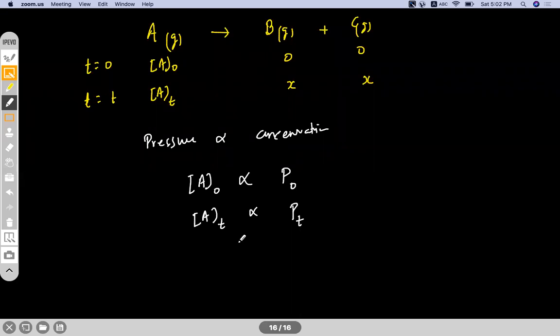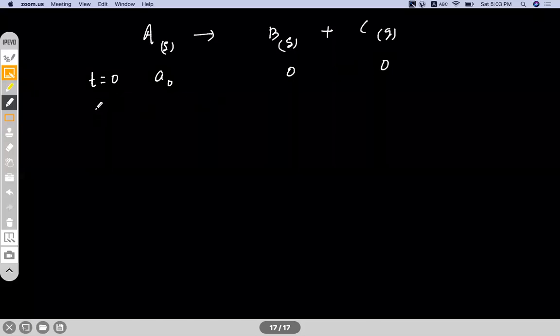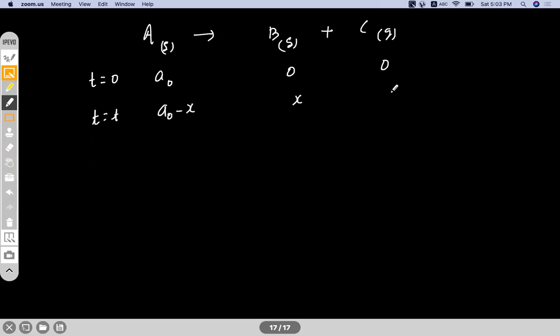Sometimes what happens, they'll give you an expression like this. I'll go to the next page and show you. Suppose the reaction is again this: A gives B plus C, all gaseous product and gaseous reactant. At time t equals 0, the concentration is A naught, this is 0, this is 0. At time t equals t, this becomes A naught minus x, this is x and this is x, and at time t equals infinity, this is 0, this is A naught and this is A naught, like this.